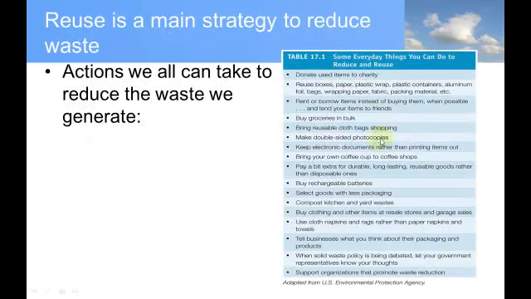So here in Table 7.1 are some actions that can be taken to reduce the generation of waste, including donating things like clothing to charity, buying bulk groceries, buying reusable cloth bags, double-sided photocopies, rechargeable batteries, using your own coffee cup at the coffee shop, and so on.